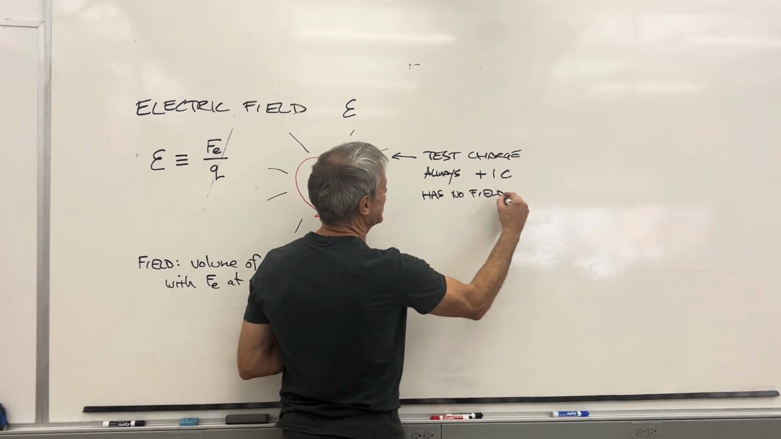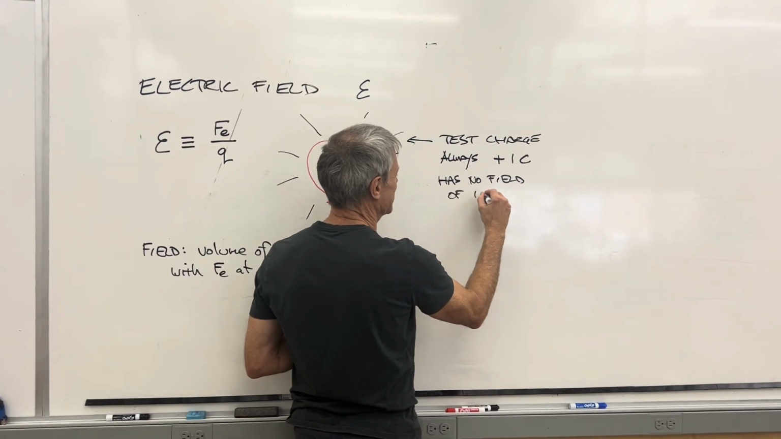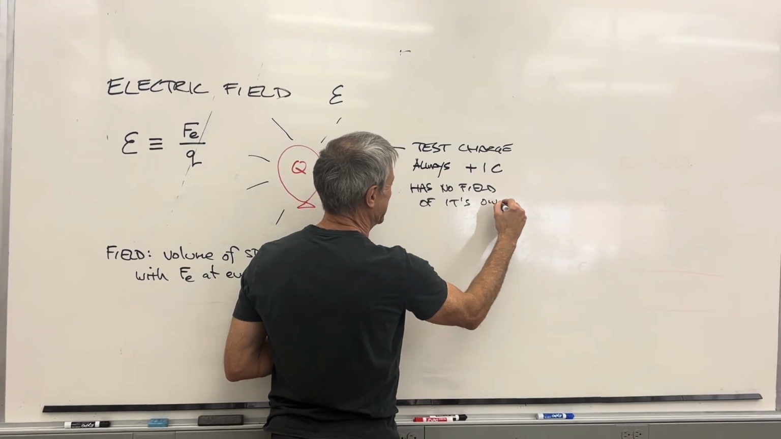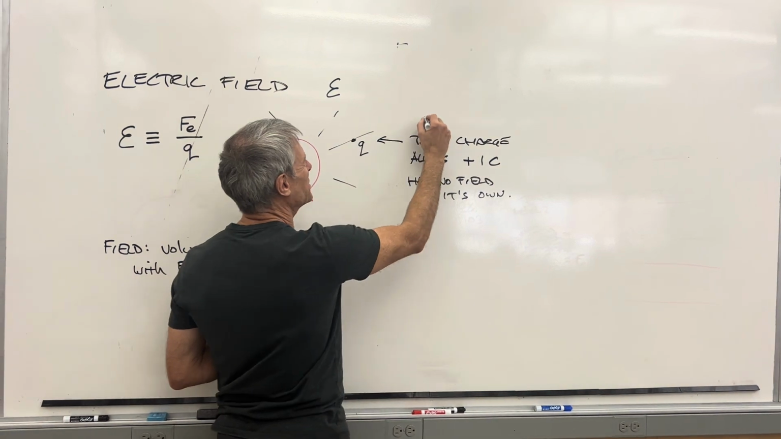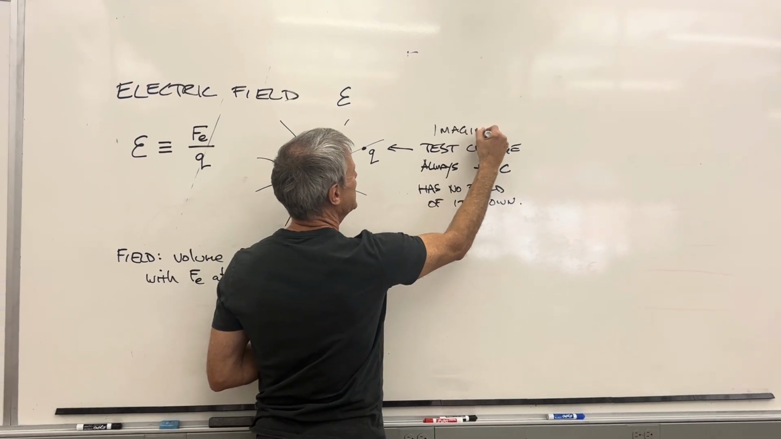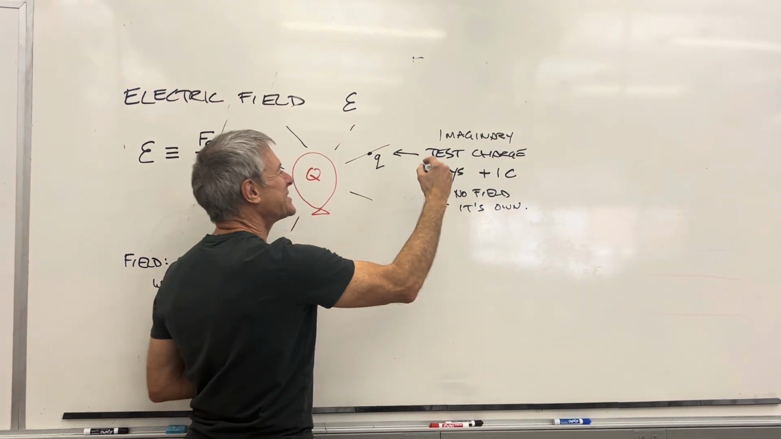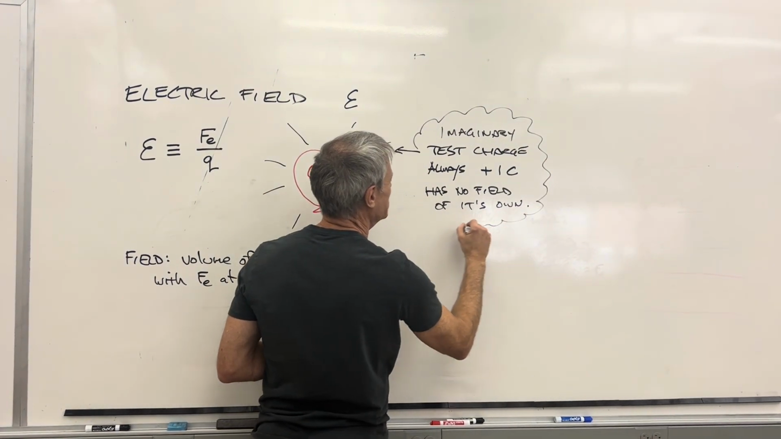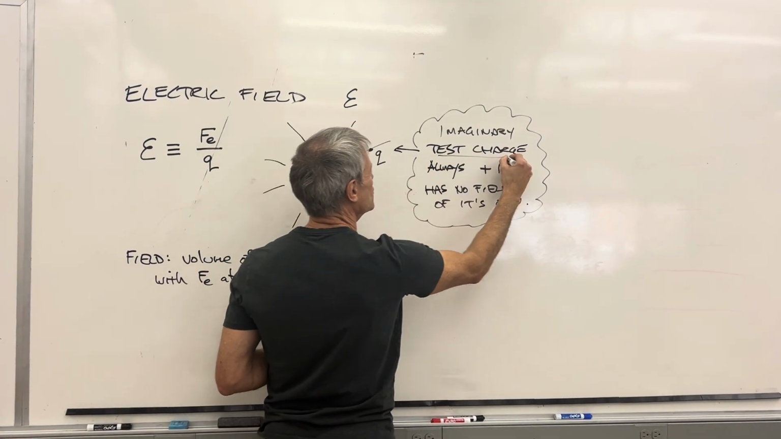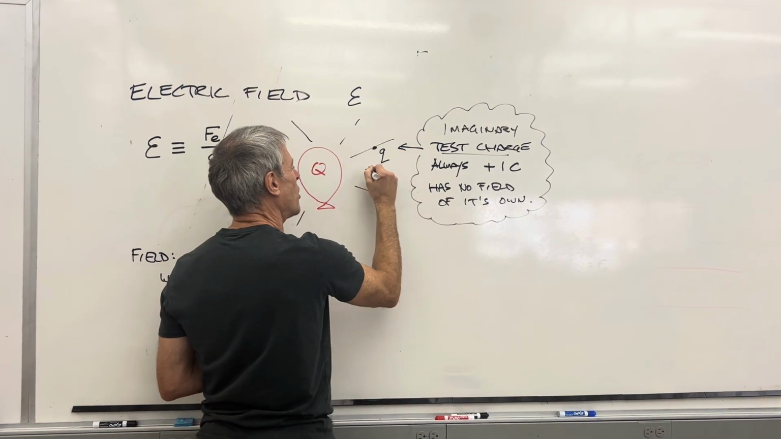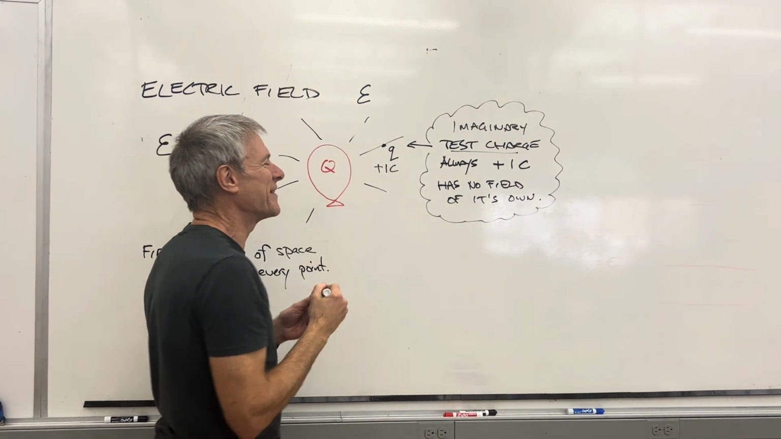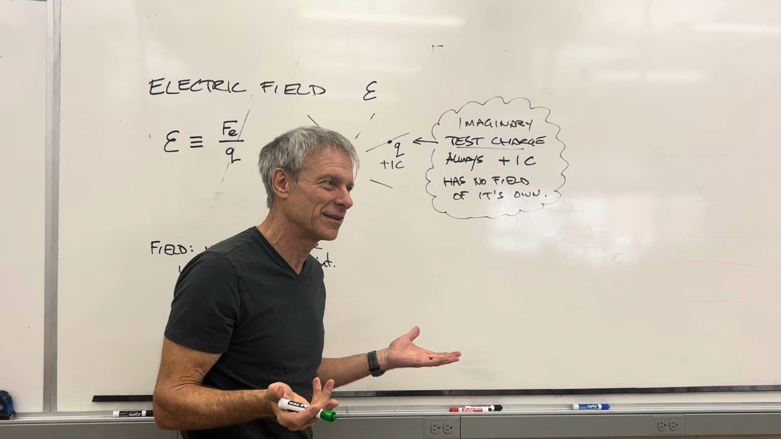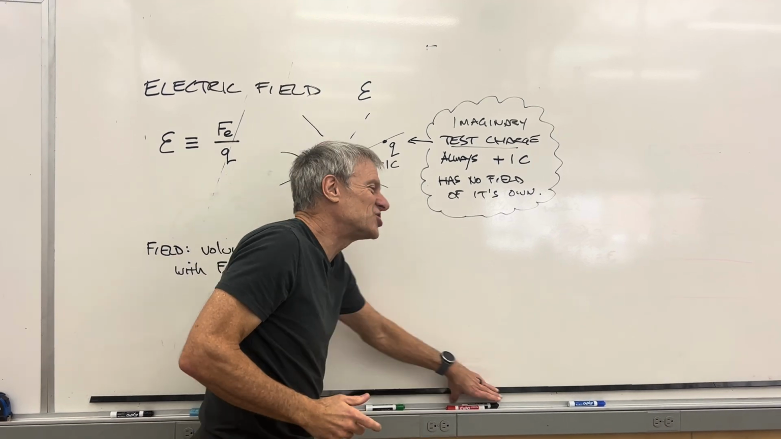And you're thinking, this is a weird thing. It's an imaginary test charge. But this is in most textbooks, the concept of test charge. You put a +1 coulomb test charge, and that allows you to calculate the field strength. But really, that's just cheating.